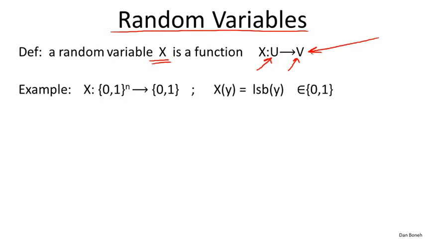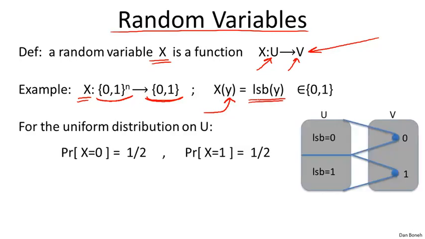So let's look at a particular example. Suppose we have a random variable X, and this random variable maps into the set {0, 1}. So the values of this random variable are going to be either 0 or 1, so 1 bit basically. Now this random variable maps our universe, which is the set of all n-bit binary strings, {0, 1}^n. And how does it do it? Well, given a particular sample in the universe, a particular n-bit string y, what the random variable will do is simply output the least significant bit of y. And that's it. That's the whole random variable.